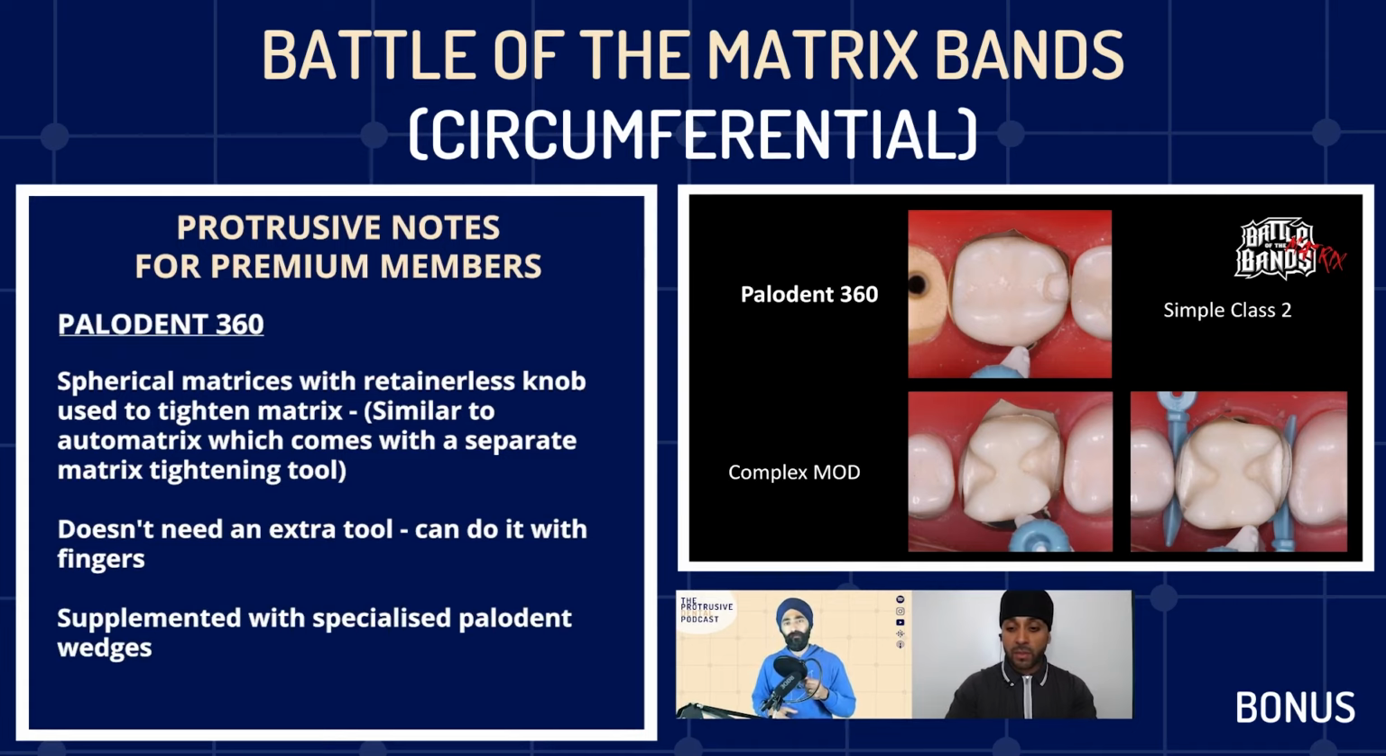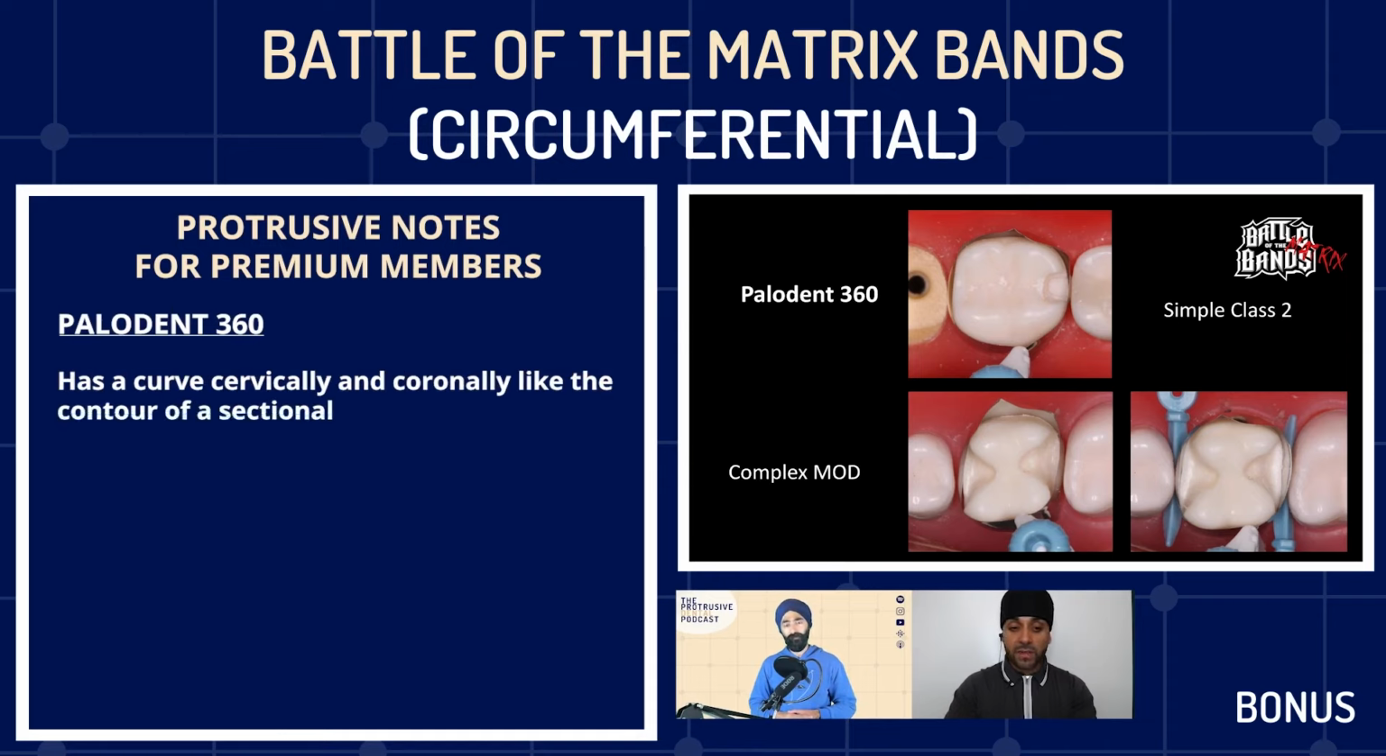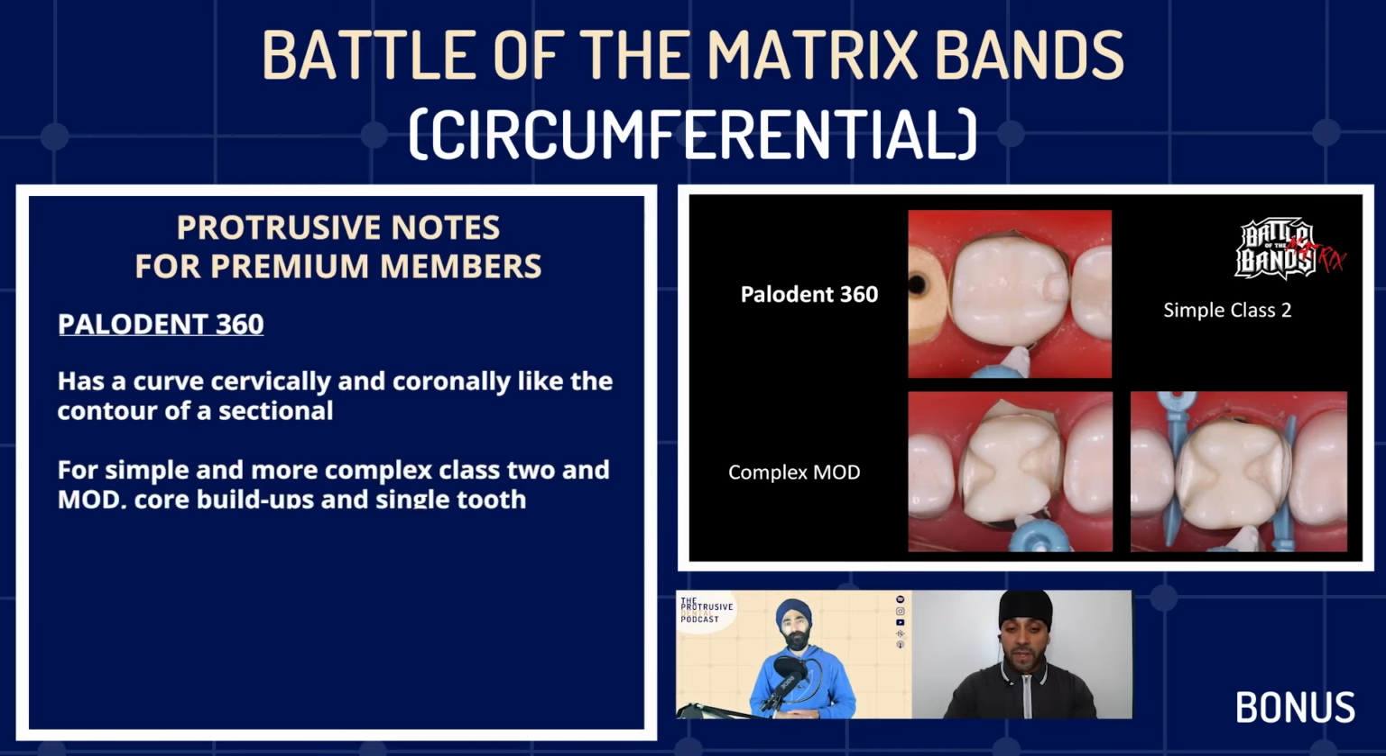Wedging's a normal part of this. Palodent advocate using their wedges with it, of course. And it has a slight curve cervically and coronally, more like the contour of a sectional. So again, a little bit of a hybrid. I actually found them really effective for simple class twos, simple MODs, but even more complex class twos and MODs. Core build-ups, and easily for when there's a tooth with no neighbor.